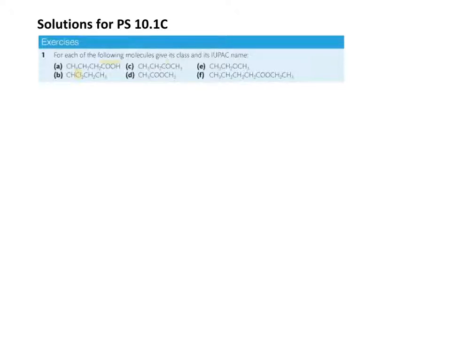Here I have a CO group. Here I have a COO group. Here I have, it's hard to tell without drawing it, but it looks like it's going to be an O between two carbon groups. And then this one I've got a COO group again.